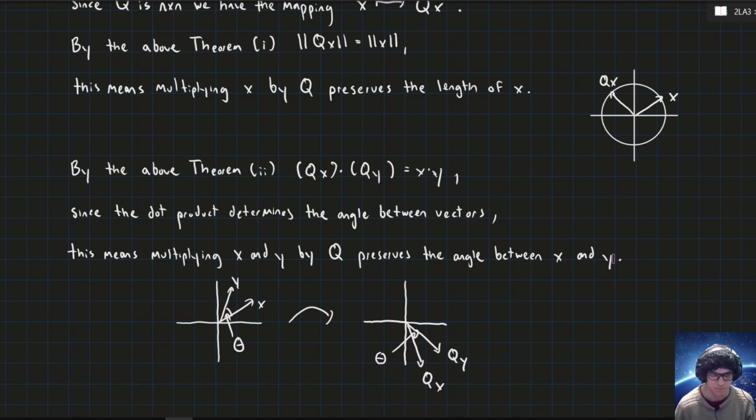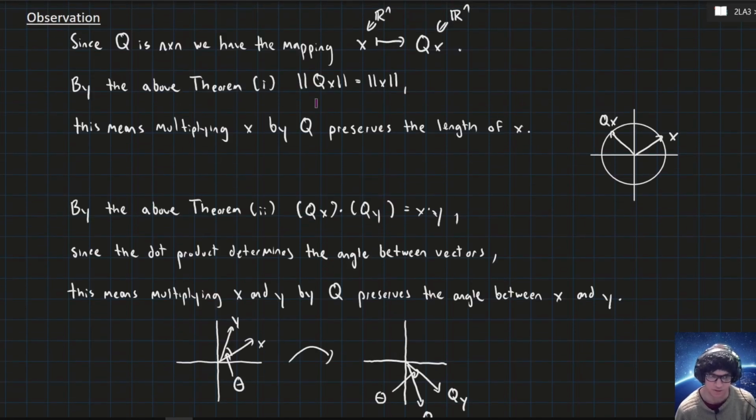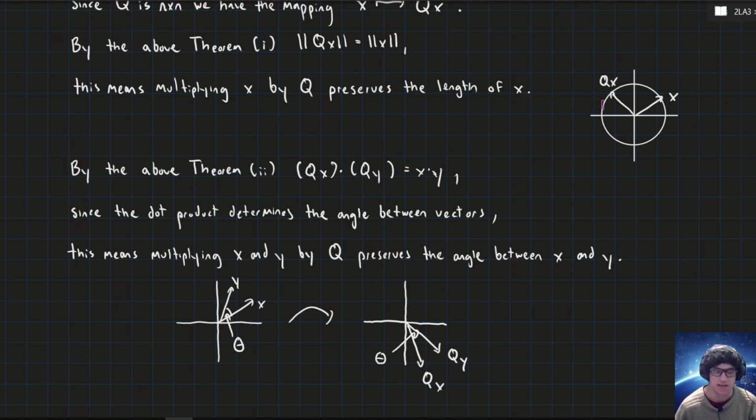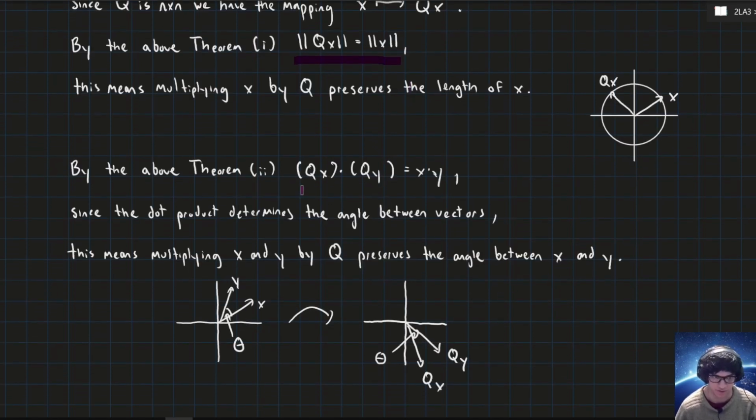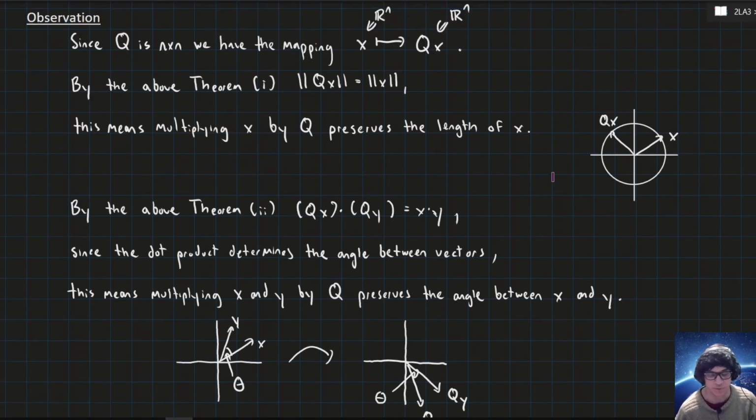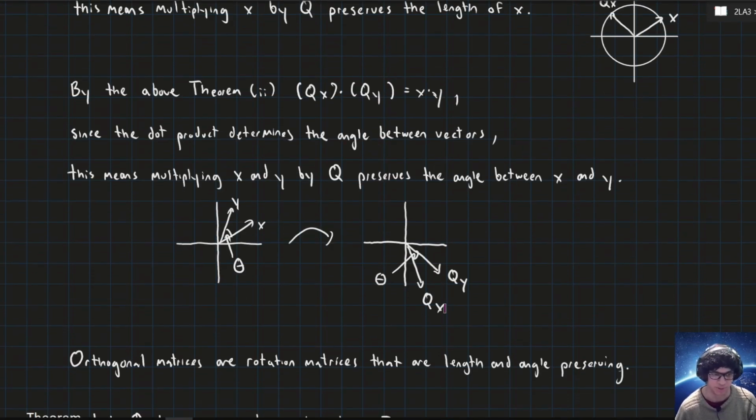These two properties are pretty special for orthogonal matrices. If you just take a random matrix and see how it affects vectors, it's almost certainly not going to preserve the length, and it's usually not going to preserve the angles between vectors. But orthogonal matrices will always preserve the length and angle between vectors. So you can describe orthogonal matrices as rotation matrices. They don't change the lengths of vectors.